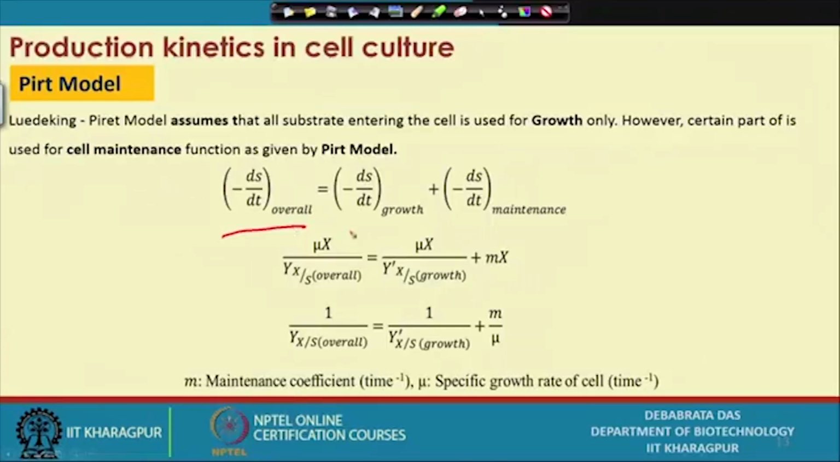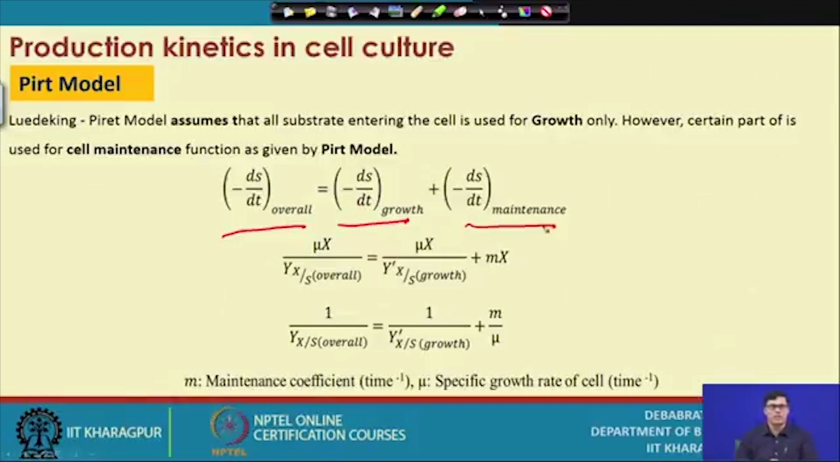Not only that, sometimes due to mechanical stirring and other purposes, cells may get ruptured, and for the recovery of the cell they also require some kind of energy, and for the formation of some proteins also they require energy. So, cell maintenance is a very important aspect that has been considered by Pirt. Now, how have they considered it? The rate of substrate consumed in the system has dual purpose. Substrate is going for growth of the cells and substrate is going for the maintenance of the cells.